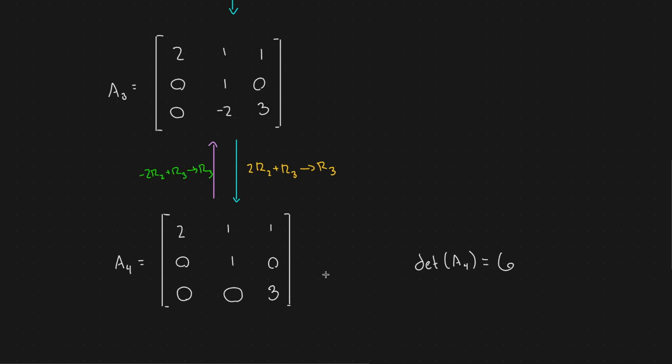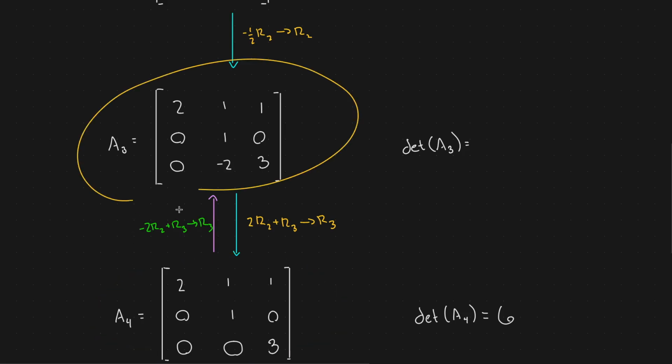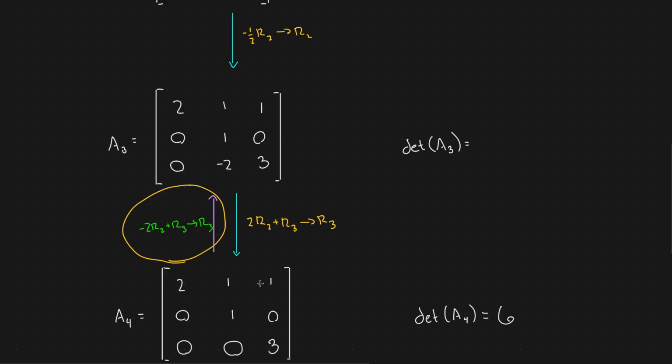Okay. So then how would that row operation affect the determinant of A3? If I add a multiple of one row to another row, remember the determinant doesn't change at all. So going from A4 to A3, using this elementary row operation, the determinant is going to stay the same. It's going to stay a 6. Okay?